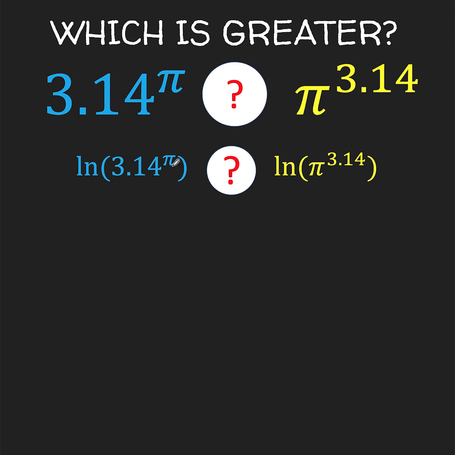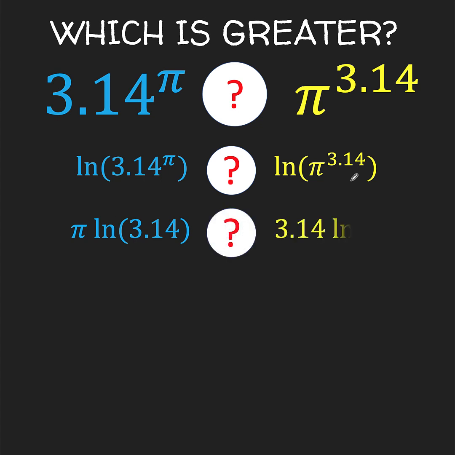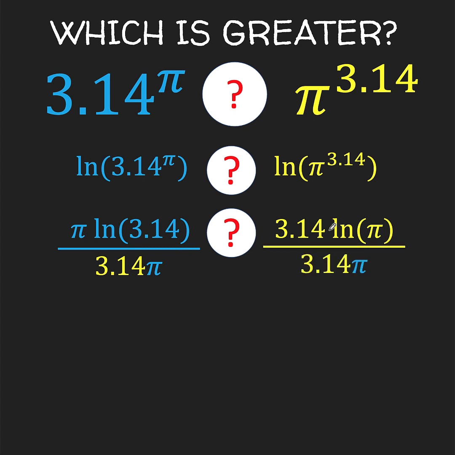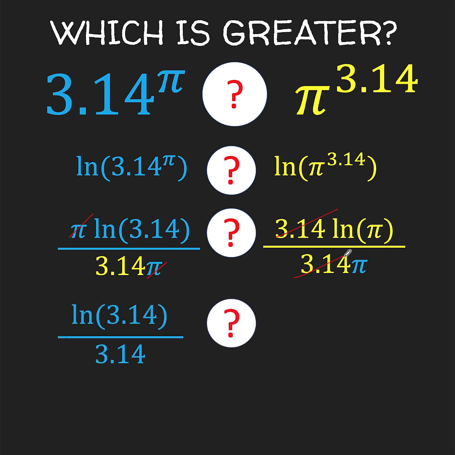Now, using the properties of logarithm, this exponent pi can be appended at the front to have pi times ln of the base 3.14. The same thing at the right side, we have 3.14 times ln of pi. To eliminate this coefficient of pi and 3.14 to both of these expressions, let's divide both of them by 3.14 pi. And at the left side, this pi and this pi are cancelled out. And at the right side, 3.14 divided by 3.14 is also 1. So here is our resulting expressions.